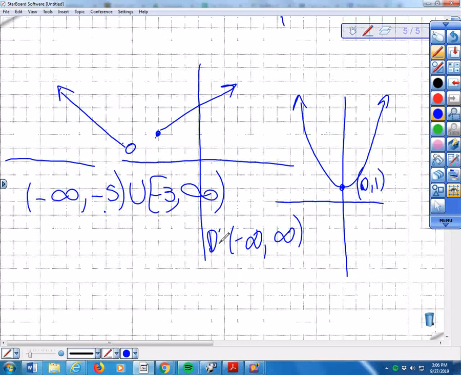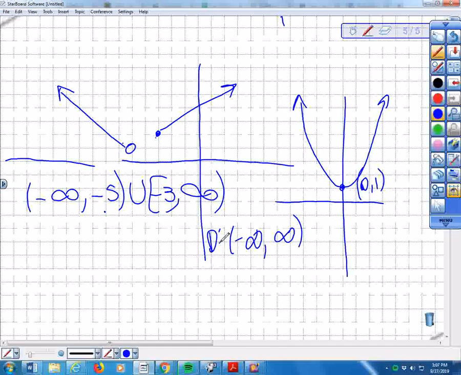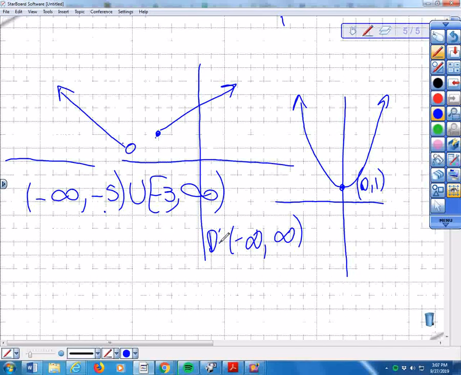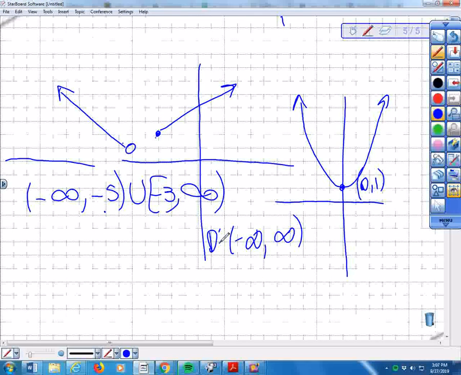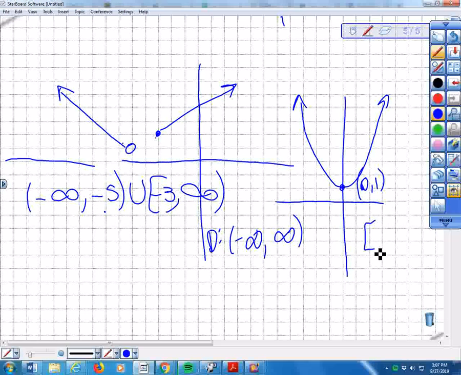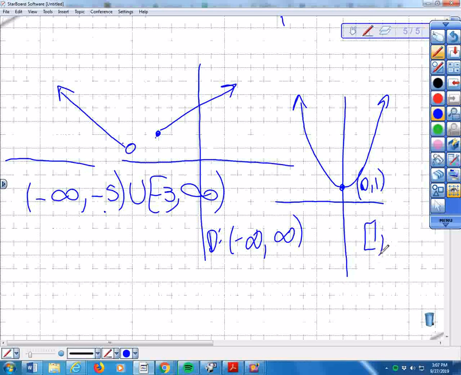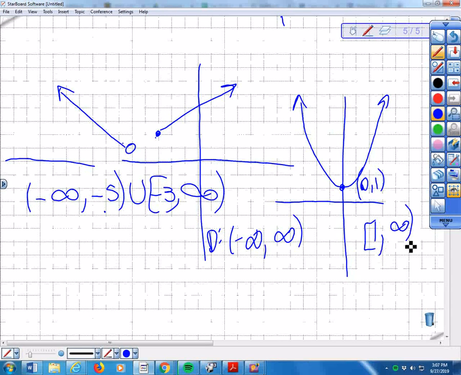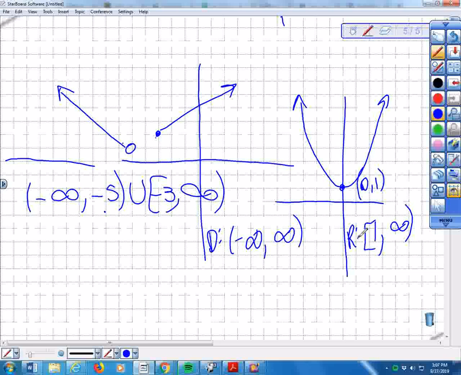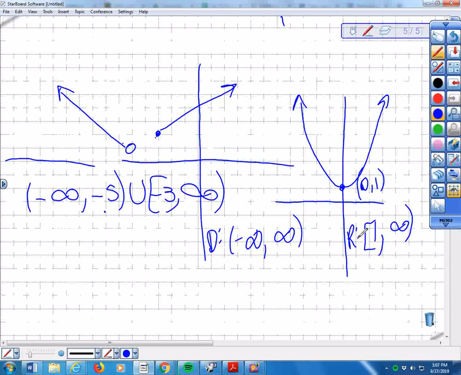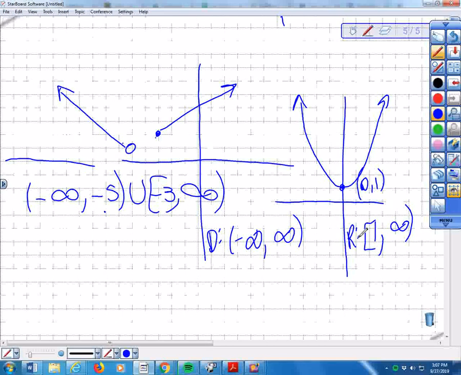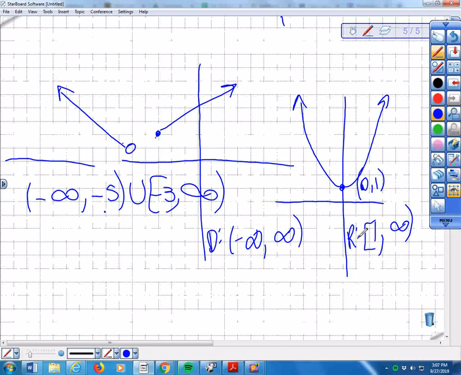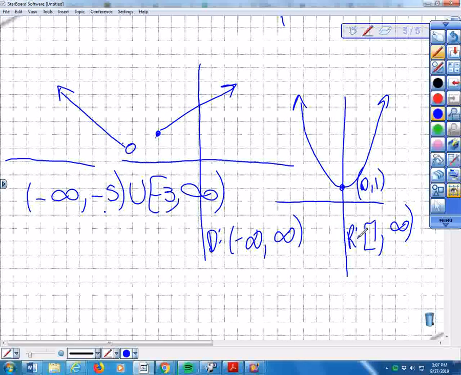So what is the range? If the range is all possible y values of this graph, what is the range? With the range, you're dealing with y values, and you always start low and go high. What's the lowest? And does it include 1? Yes. So my range is going to go from 1 in the positive direction to infinity. That's the range of this graph. From 1 to infinity. Okay, so domain, always think you're just dealing in x values. Range, you're dealing in y values. You with me?